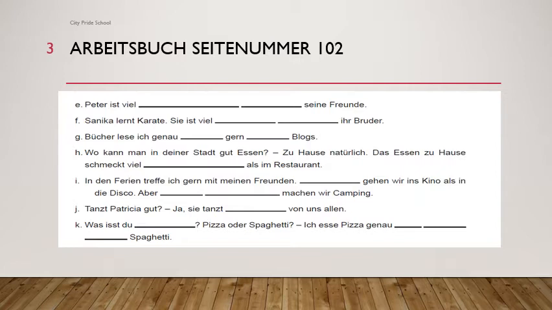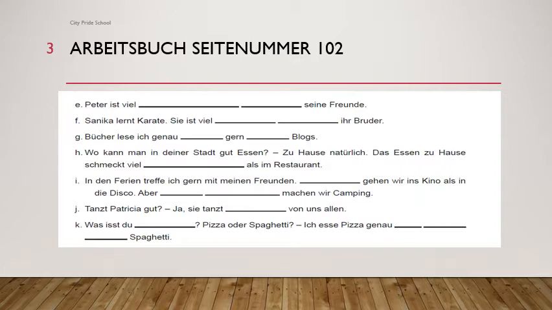Tanzt Patricia gut? Does Patricia dance well? Good. Ja, sie tanzt blank von uns allen. Von uns allen shows that there is a comparison among everyone. So automatically here you will use the superlative form.